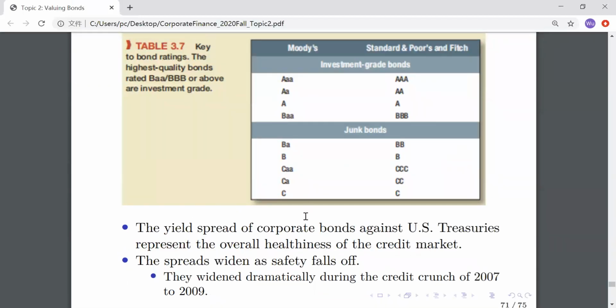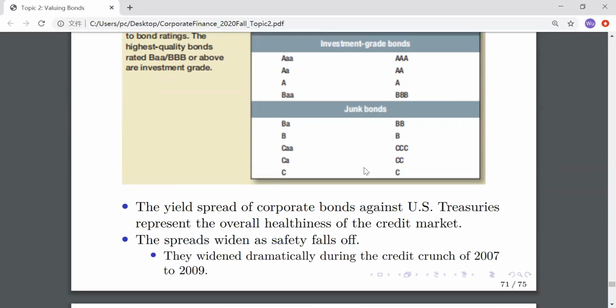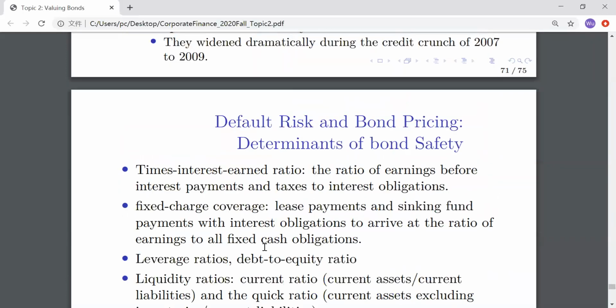Now, the yield spread of corporate bonds against US Treasuries represents the overall healthiness of the credit market. In general, this is a credit rating. So you have investment grade bonds, you have junk bonds. They differ by credit rating. And the spreads between the corporate bonds and the US Treasury bonds represent overall healthiness. In the financial crisis, these yields actually widened dramatically during the credit crunch in 2007 to 2009.